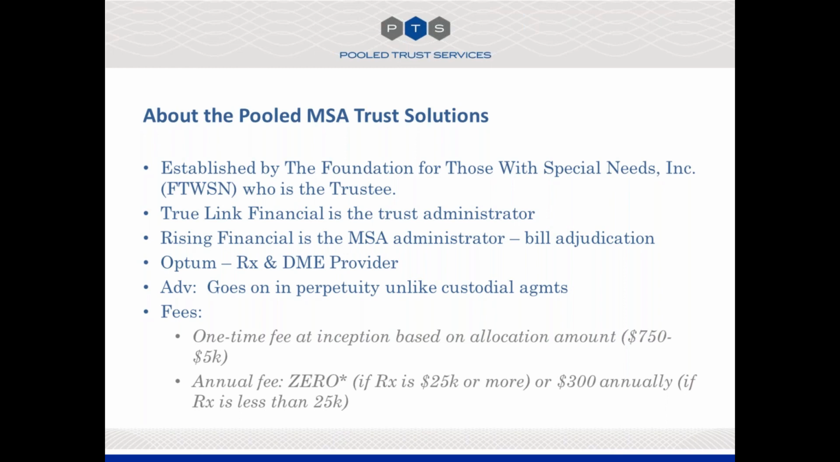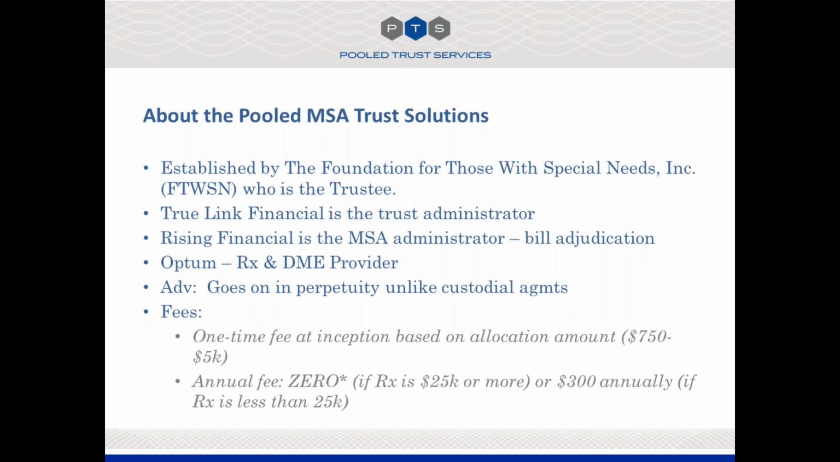This is a huge advantage over custodial accounts because these trusts can potentially go on into perpetuity, and they have all the legal protection that trusts have, which custodial accounts don't have. So that's a big benefit for clients because there's more protection over their funds.